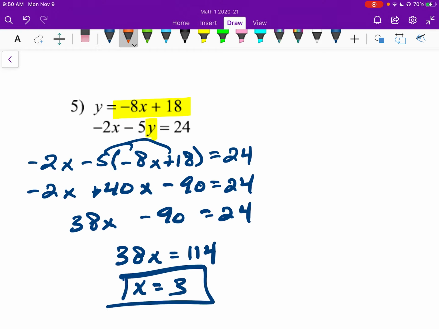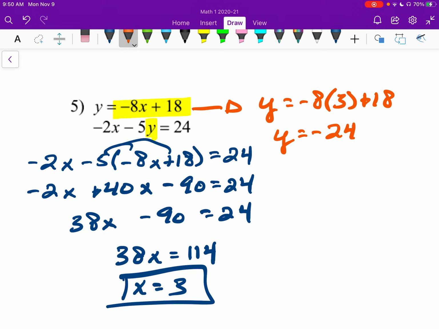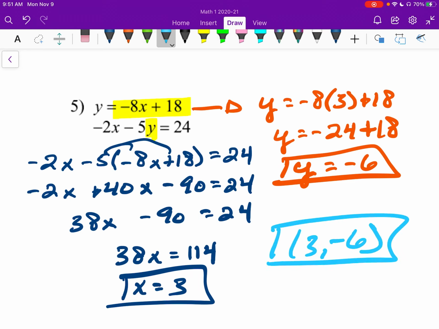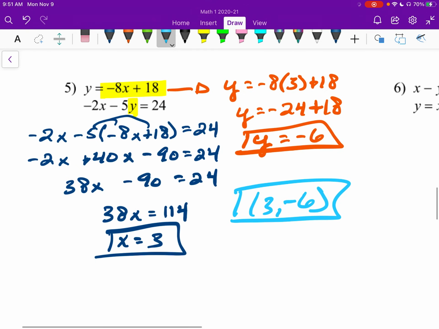I plug back into one of the original equations. I'm going to pick the top one because it's already solved for y. So y equals negative 8 times 3 plus 18. So y equals negative, 8 times 3 is 16. Nope, 24. 24 plus 18. So y is going to be negative 6. Yeah, negative 6. I write my answer as a point, (3, negative 6). All right, there we are.